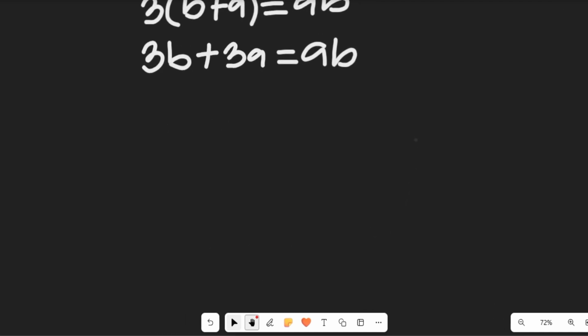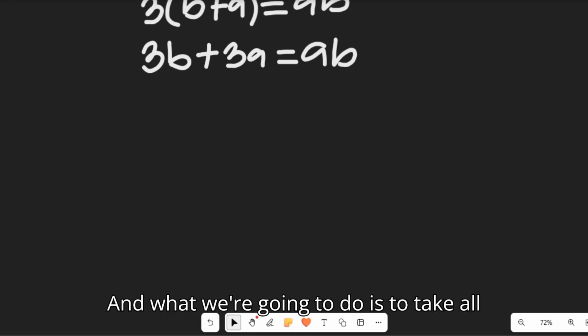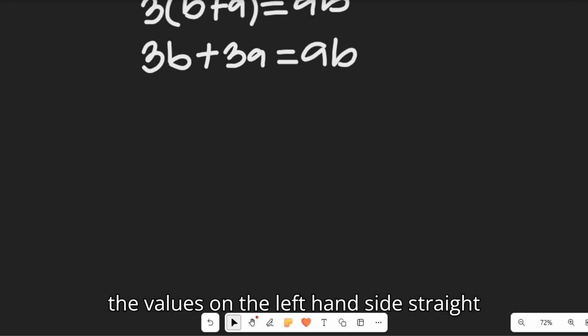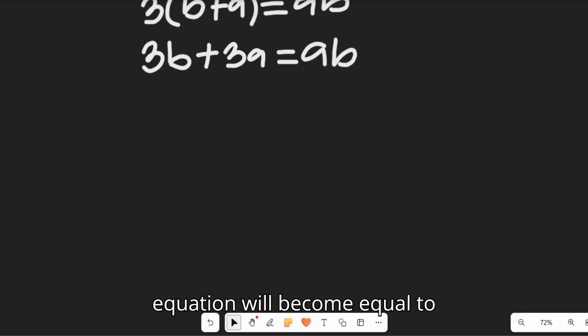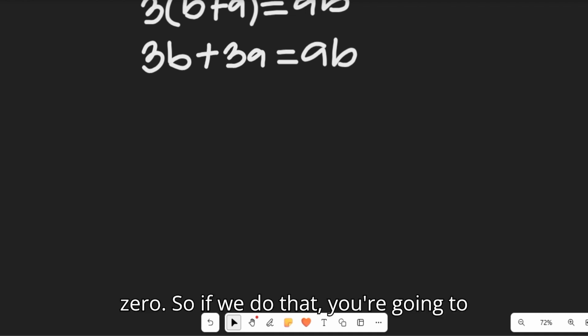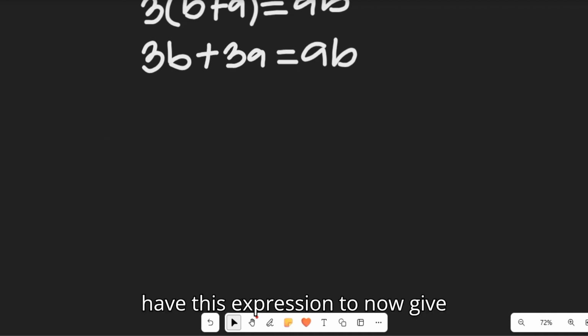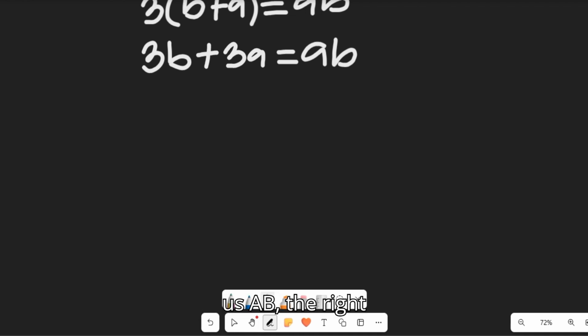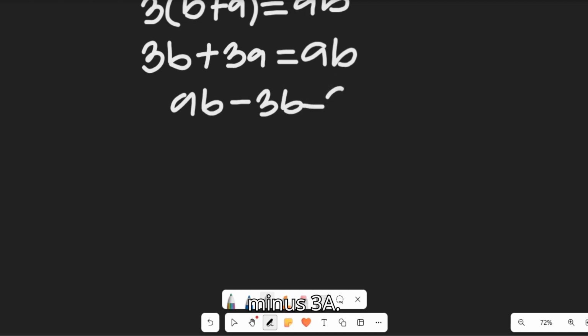Great. Now, from this point, what we are going to do is to take all the values on the left-hand side straight to the right-hand side. That way, the equation will become equal to 0. So if we do that, you're going to have this expression to now give us ab on the right-hand side, minus 3b, minus 3a, and all these will be equal to 0.